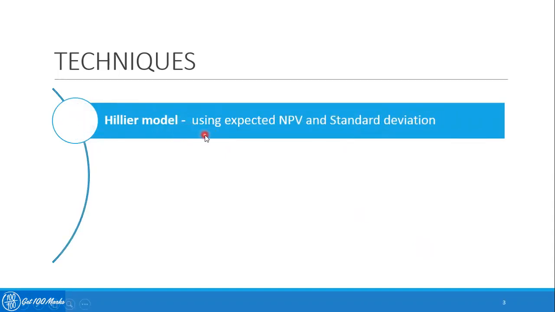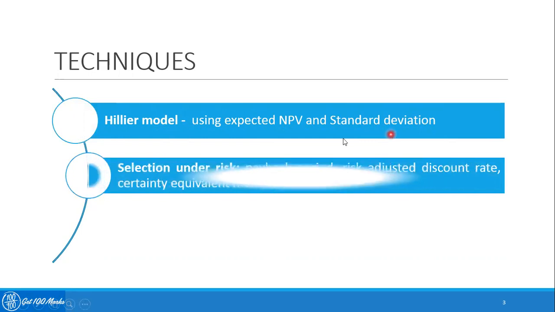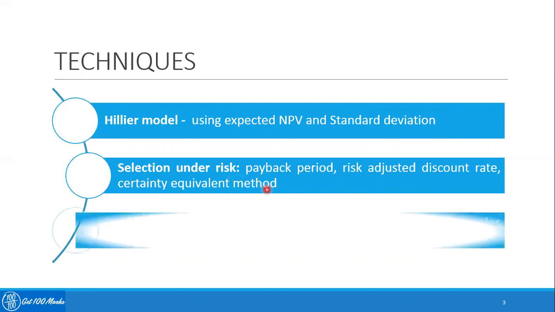Euler model is a model to assess the risk involved in a project by using expected net present value and standard deviation. The next method is selection under risk. So by using various tools and techniques, the risk can be assessed for a particular project. Under the risk, we can use payback period, risk adjusted discount rate, certainty equivalent method to assess the risk ability or risk of the individual project.